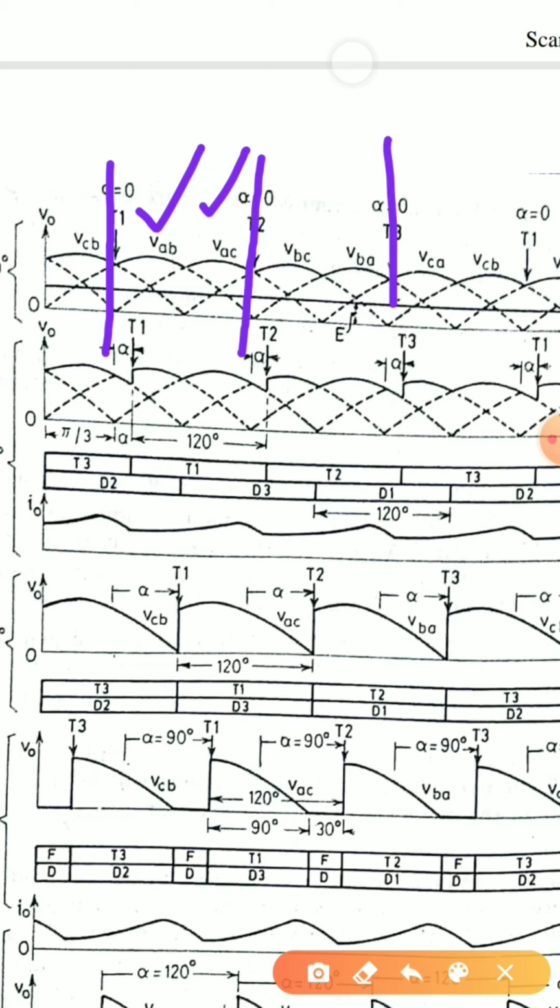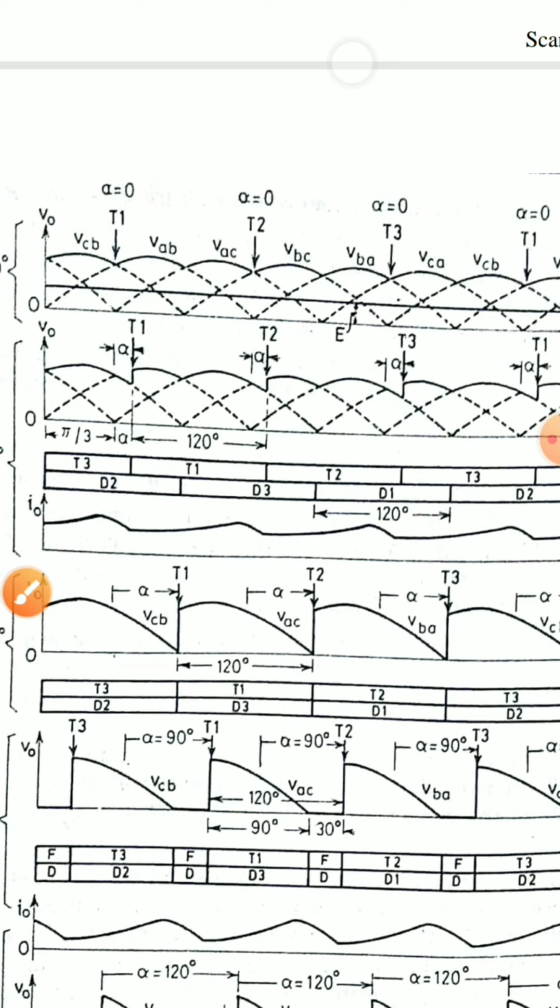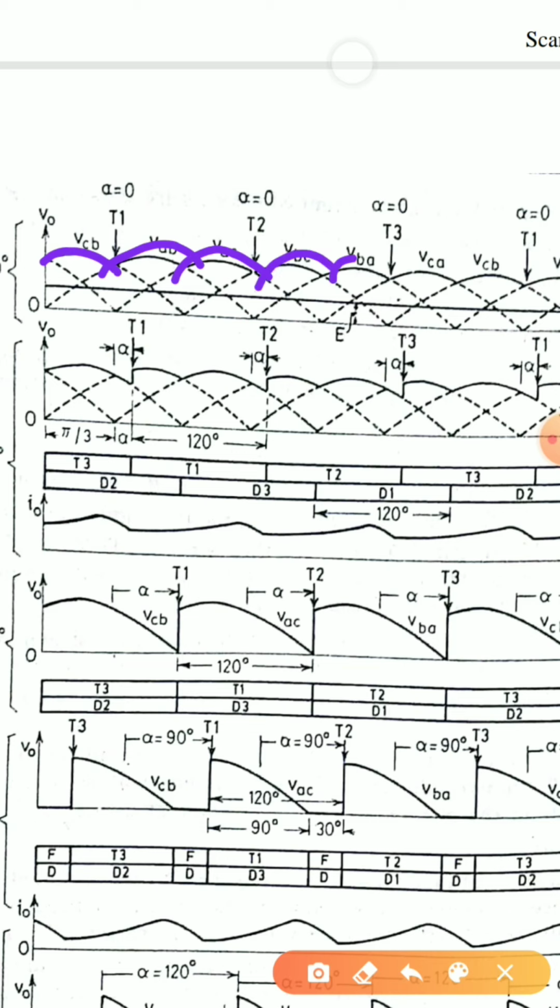For thyristor T2, in between the conduction period of T2 turning on and T3 getting turned on, I am getting two peaks, VBC and VBA. In a similar manner, between T3 and T1 I am getting VCA and VCB. So when the firing angle is less than 60 degrees, this is the output that I am getting: two peaks because of T1, two peaks because of T2, two peaks because of T3.